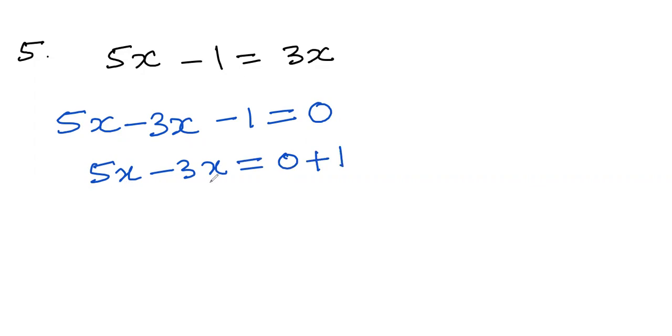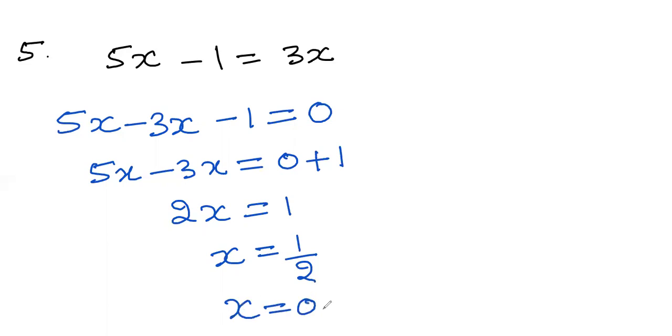So 5x minus 3x is 2x. This one is going to be 1. Now, because it is multiplication, when it goes on the other side, it has to be division. And x will be equal to 1 over 2. Or we can say x is equal to 0.5.